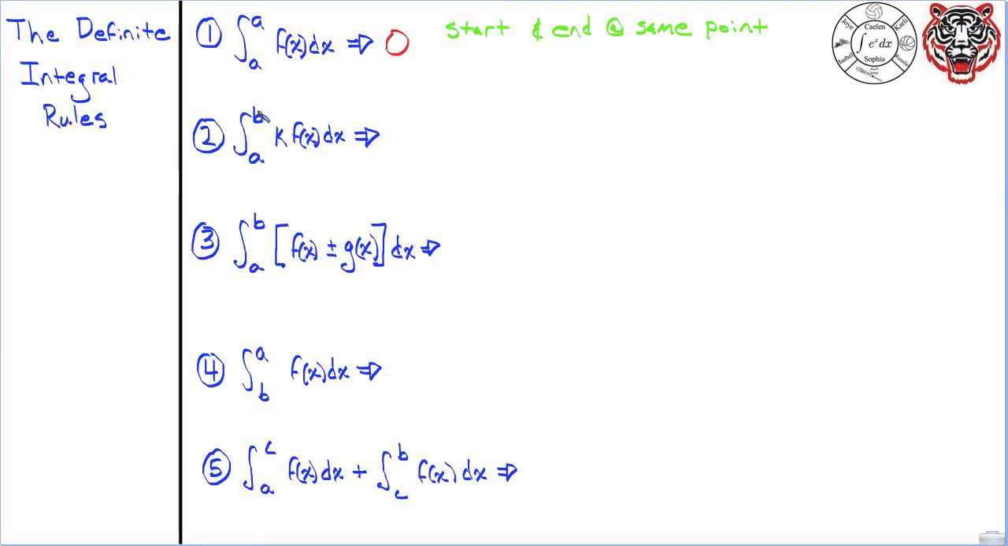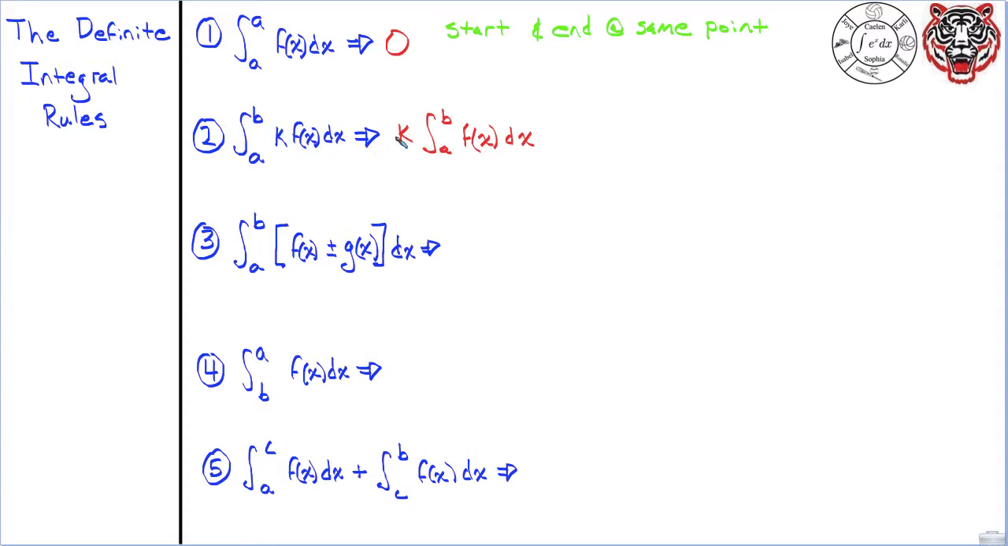All right, let's look at our second rule. So integral from a to b, assume a and b are not the same point, so you're not talking about rule 1. And what is happening here? We just have a k in front. And this is going to turn into, changing back to red, k times the integral from a to b of your function f of x dx. And you can see what the difference is here. All we did was pull the k outside.